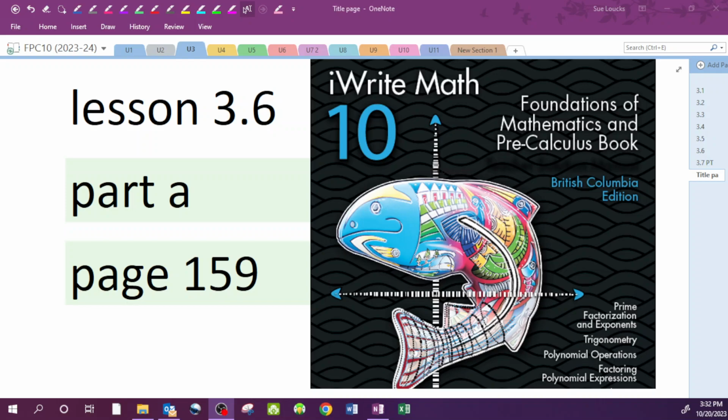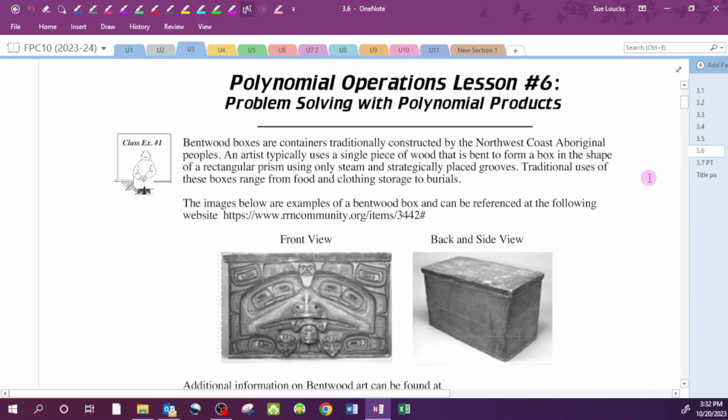Hi, we're doing lesson 6 of unit 3, solving problems with polynomial products. We spent some time on this in class, but I'm just going to write out my solution to the first question, and then how I did the second and the third.